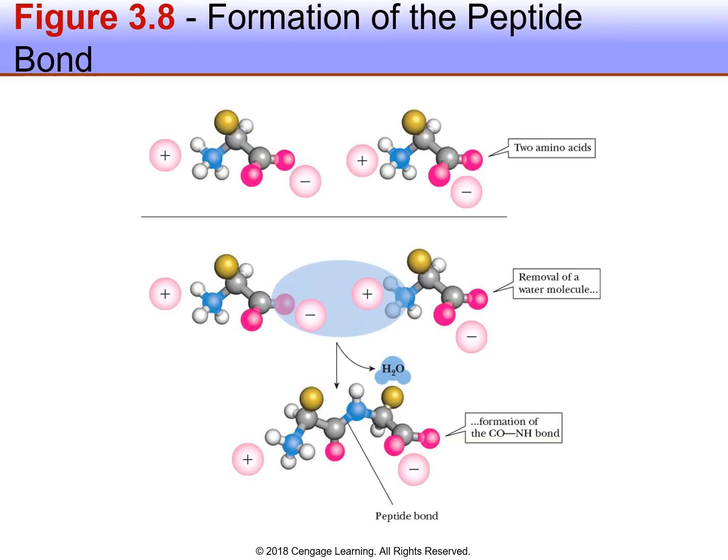So as you can see here in this figure, formation of the peptide bond. This is the alpha carboxyl of one amino acid and this is the alpha amino of another amino acid. They approach each other. They react with the elimination of one water molecule to form what is called the peptide bond.